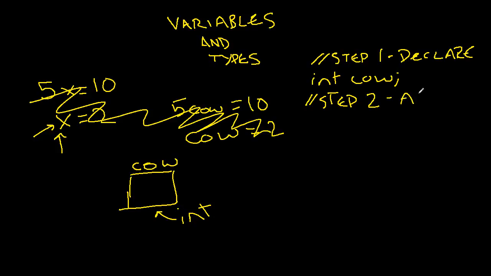We're going to assign. So we can say cow equals 2, and a semicolon. That's not an I, that's a semicolon. And this equal sign is called the assignment operator.